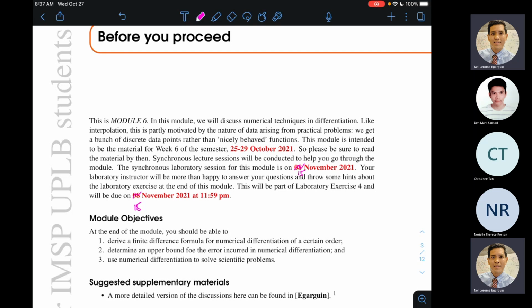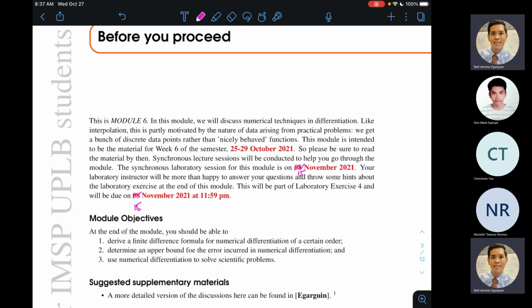Late ko na realize na yung November 8 pala ay parte pa rin ng reading break. So the lab session for module 6 would be on November 15th, and then that will also be the deadline for the fourth problem for the fourth laboratory exercise. Though yung laboratory exercise 4 will be a combination of topics from module 6 and module 7. So yeah, magsasabay sila sa November 15.